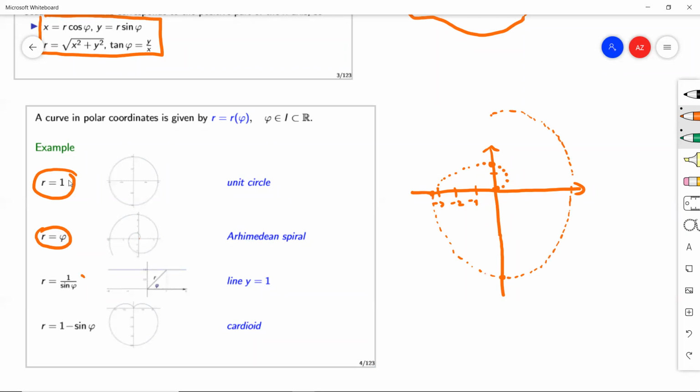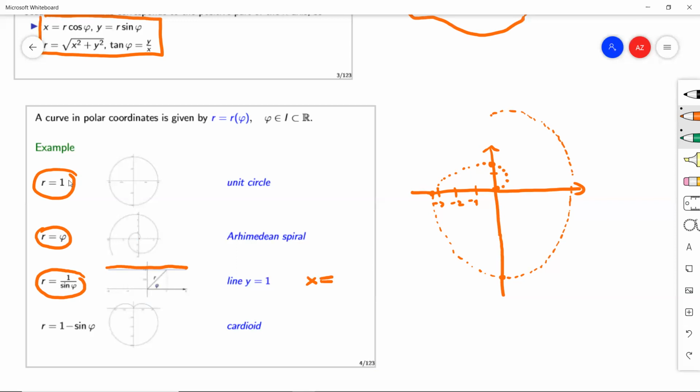Then here is one example of how to parameterize a line in the polar form. So here we have r is 1 over sine phi. How would we see that we get exactly the line y is equal to 1?